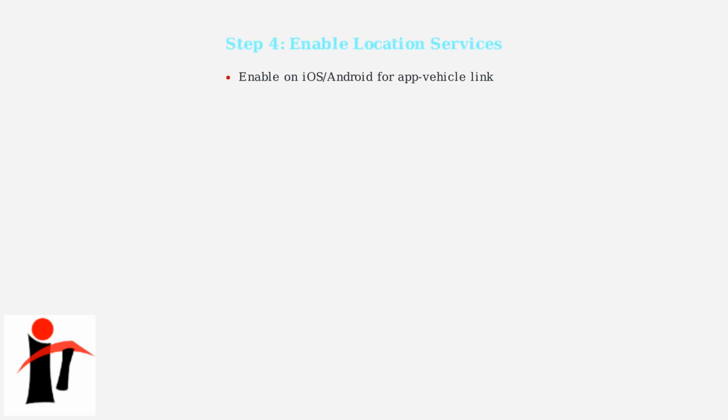Also, make sure location services are enabled on your phone. The Tesla app needs location access to communicate with your vehicle. On iOS, go to Settings, Privacy, Location Services, Tesla, and set it to while using the app. On Android, go to Settings, Location, App Permissions, Tesla, and enable it.